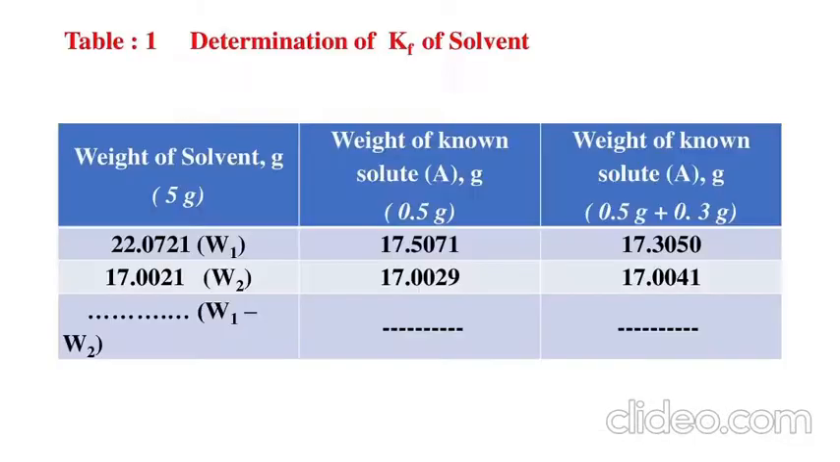time. The accurate weight of the substance is obtained by W1 minus W2, where W1 is the weight of substance and weighing bottle, and W2 is the weight of weighing bottle alone.